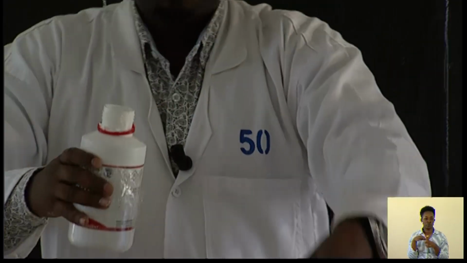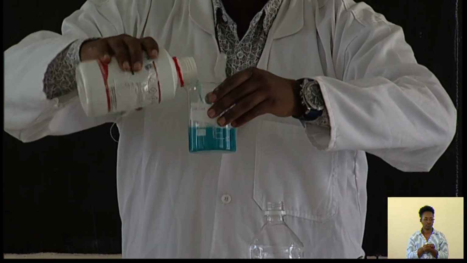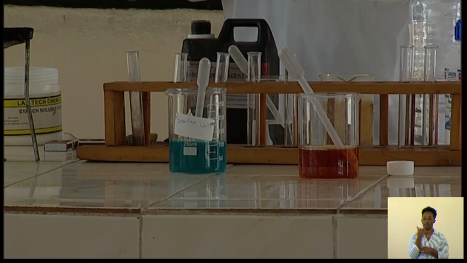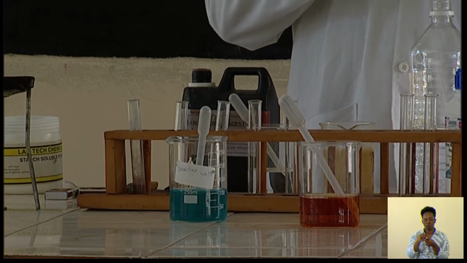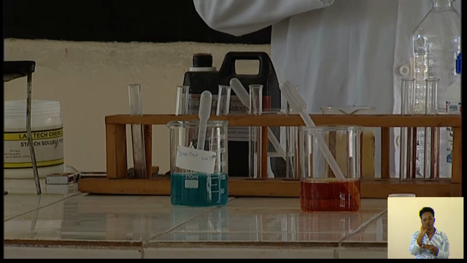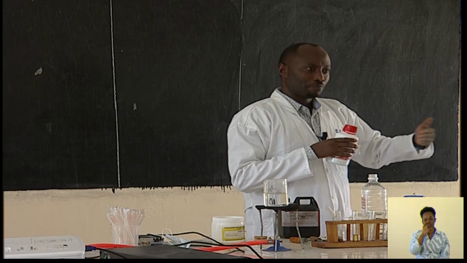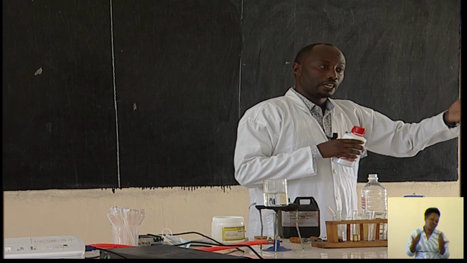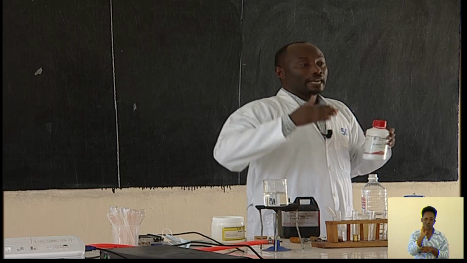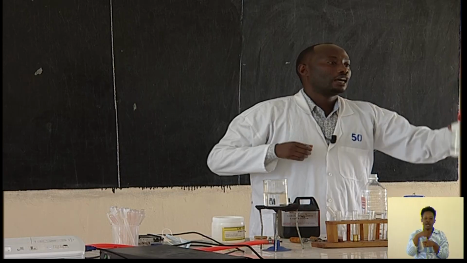This is Benedict's solution, which is blue in color. Now I will get a sample which contains reducing sugars, for example glucose. I know some of you eat biscuits. Biscuits contain glucose, so I'm going to use biscuits. I can use prepared glucose, and I say that biscuit contains reducing sugars. I will use a solution which we call Benedict's solution.